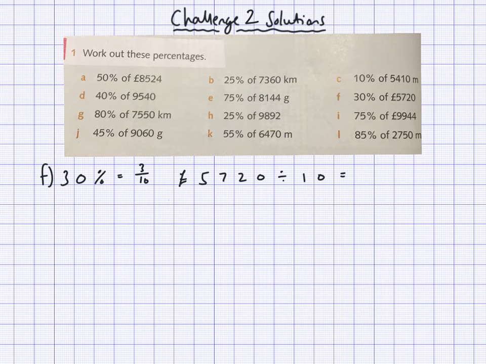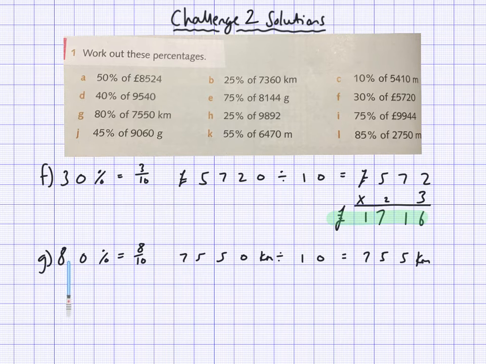So I've got to divide by the bottom, which is 10. 5,720 divided by 10 is 572. Then I'm going to multiply by the top, which is 3. And the answer is £1,716. G, we're working with 80%. 80% is equivalent to 8/10.